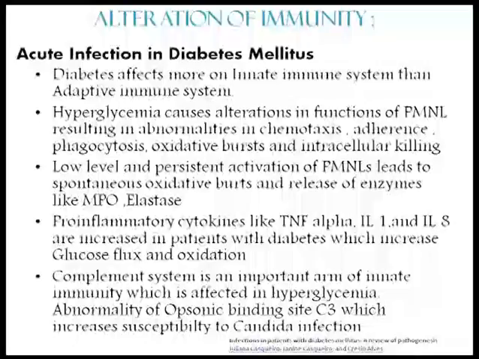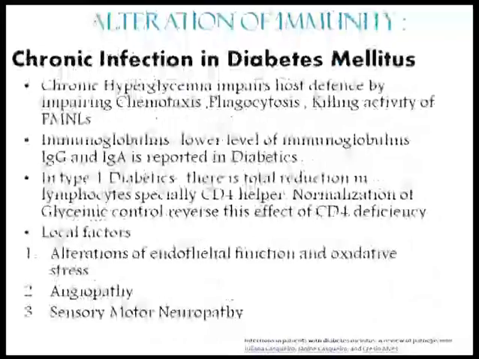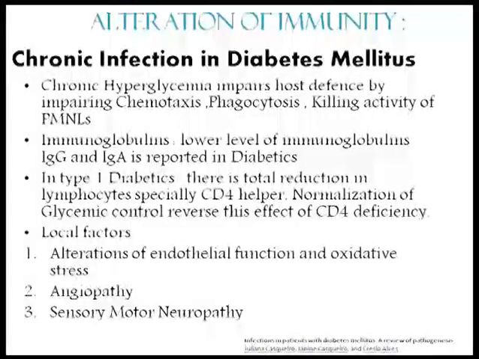The pro-inflammatory cytokines like TNF-alpha, interferon, and interleukin-1 and 8 are increased, and they also cause an increased flux of glucose. The complement system is an important arm in fixing the organisms, and it becomes weak, especially C3, which commonly contributes to the contraction of fungal infections. In chronic infections also it continues. In addition, the immunoglobulin arm is also deficient, thereby promoting infection.